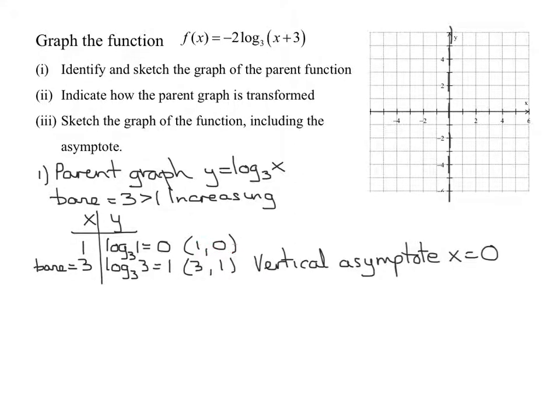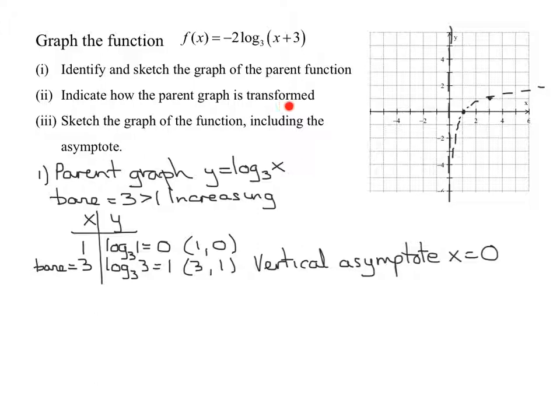The first one is (1, 0). So that means when x is 1, y equals 0. So I'm going to have this point here. And my second point is when x is 3, y is 1. So when x is 1, 2, 3, y is 1. So let me graph that point. So remember, the graph cannot cross the vertical asymptote, and it's the increasing parent, so it's going to have roughly this shape. So let's graph that in. So there's my parent graph drawn in a dotted line. So we've completed part 1.